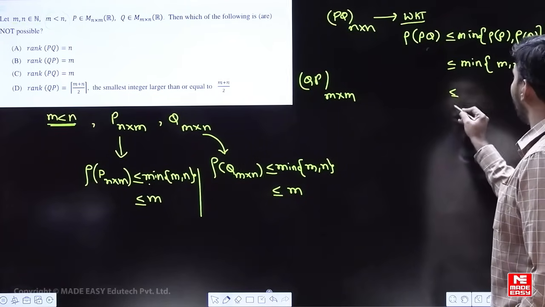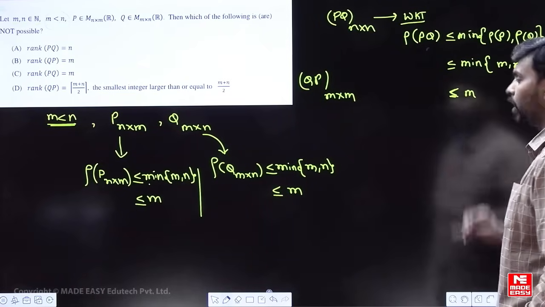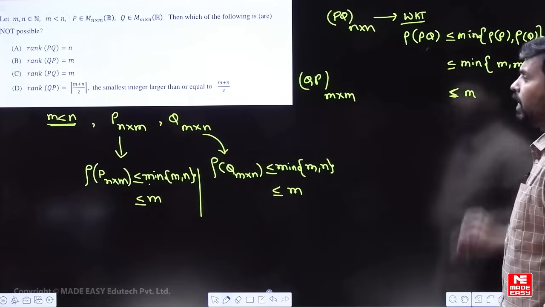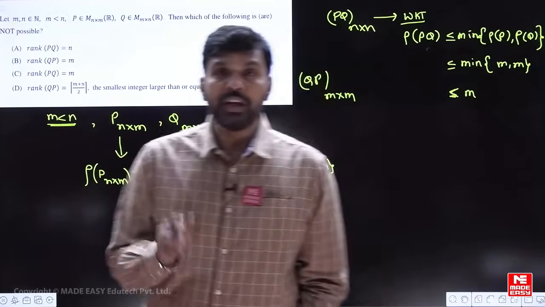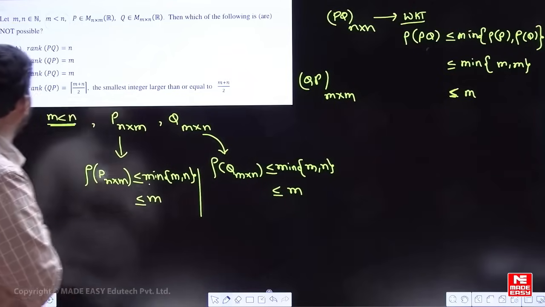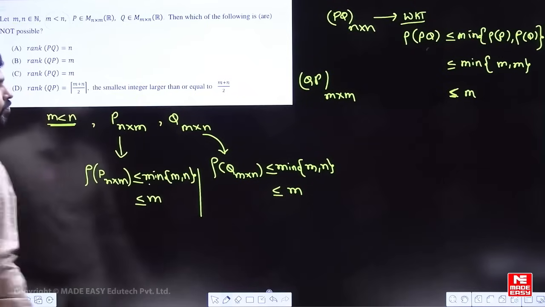So therefore we can say the minimum of M comma M is again M here. That means rank of PQ is less than or equal to M. So the rank of PQ is either M or less than M. But he is saying that it is equal to N.